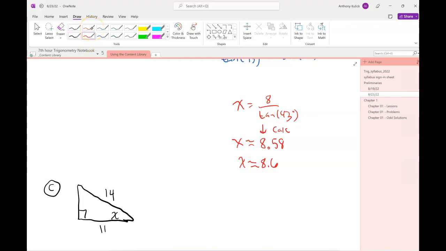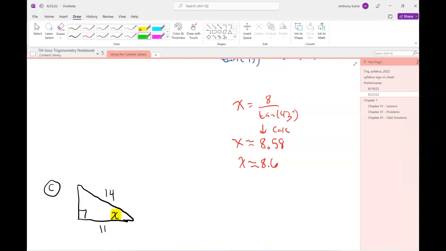Okay, let's take a look at this one. Now this is a little bit different than the previous ones, right? What's different about this one from the previous ones? X is the angle rather than a side length. Excellent, good observation. Everybody see that? We're still going to start the same way though.